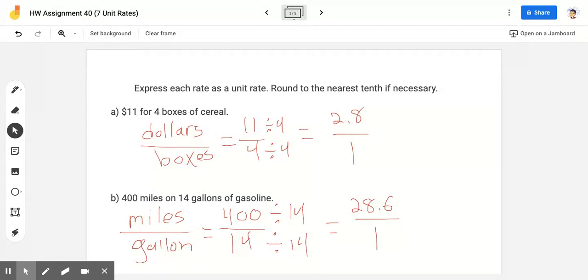That's pretty good. Pretty good MPG right there. A lot of cars nowadays have better miles per gallon than they did in the past. So that's not bad mileage there.